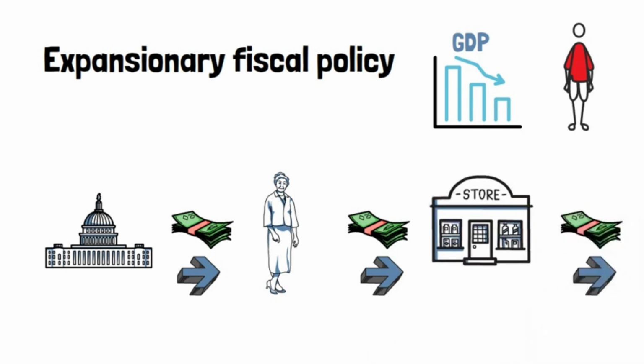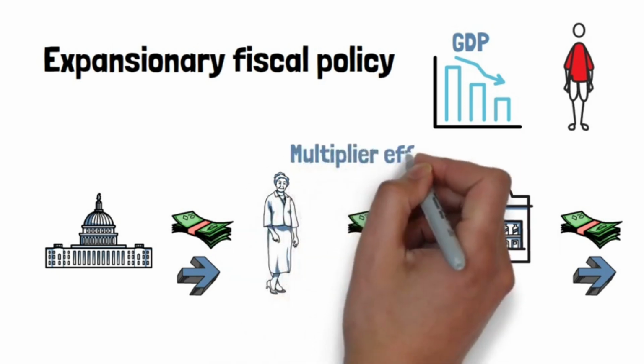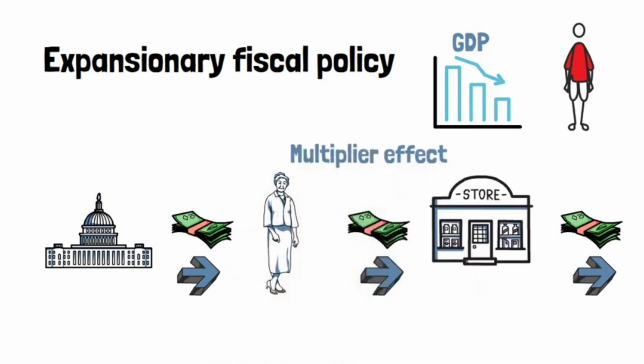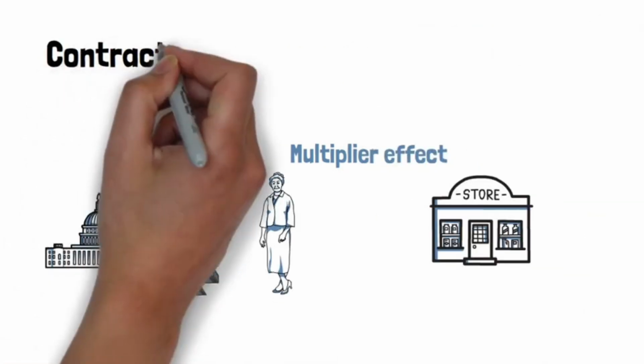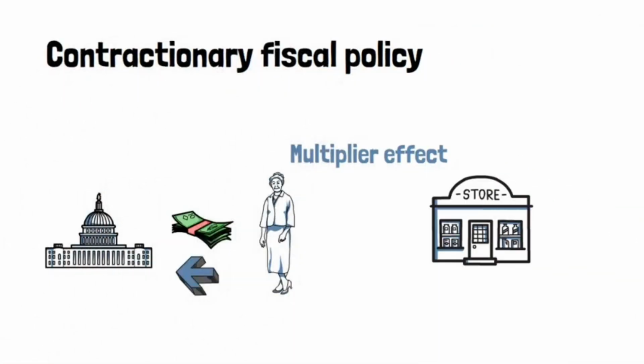So, the impact of an expansionary policy is much greater than the initial increase in spending or tax cut because the extra money is spent several times. This is referred to as the multiplier effect. The less money people save, the greater will be the multiplier effect of an expansionary fiscal policy. On the other hand, reductions in government spending or increases in taxation are contractionary policies that have the opposite effect. They reduce aggregate demand in an economy.